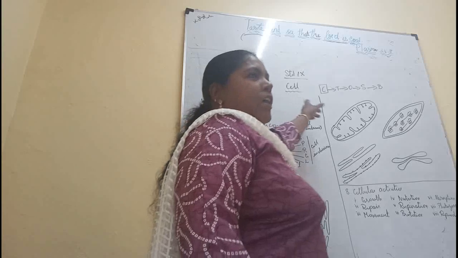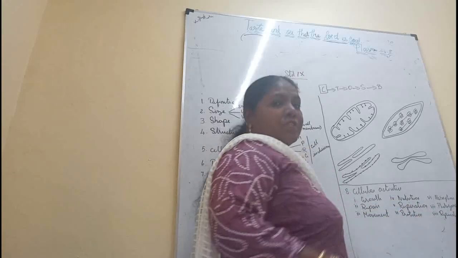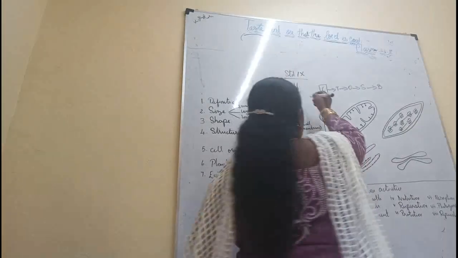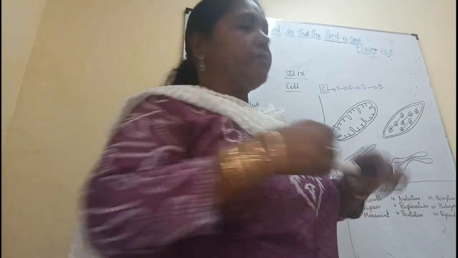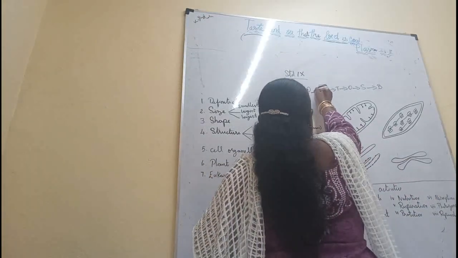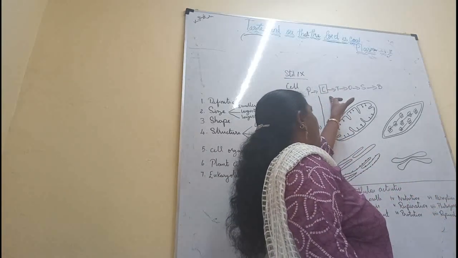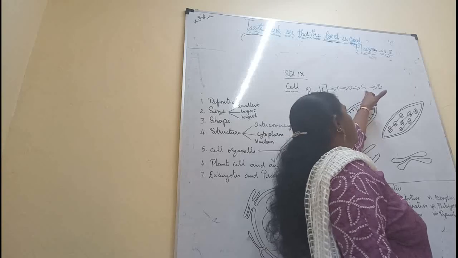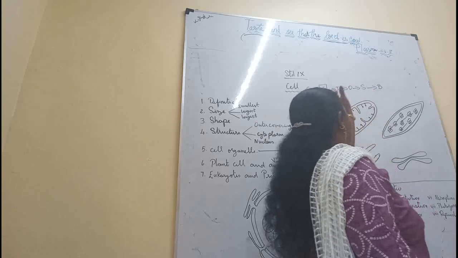Now, definition. What is cell? If you see these levels of organization, protoplasm is the physical basis of life, and if this protoplasm has an outer boundary, it is called a cell. Cells together form tissues. Tissues together form organs. Organs together form systems. Systems together form body. So this is how our body is formed.